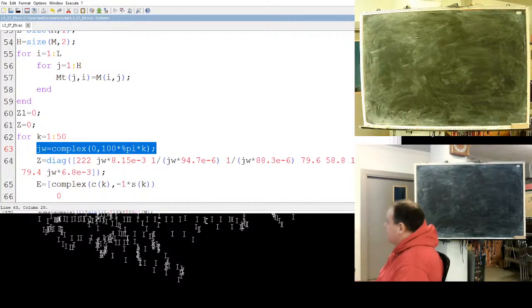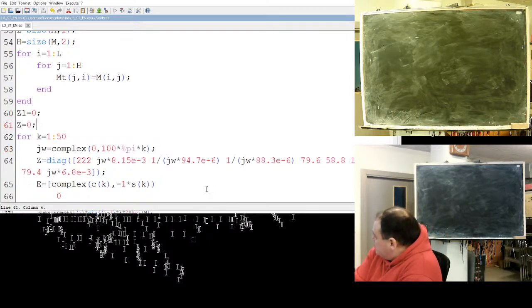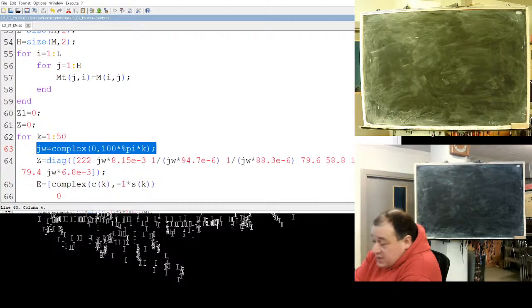This row declares omega. It's an angular frequency. Base frequency was 50. Okay, it's 2 by 50 by pi by number of harmonic. This one is a complex frequency.